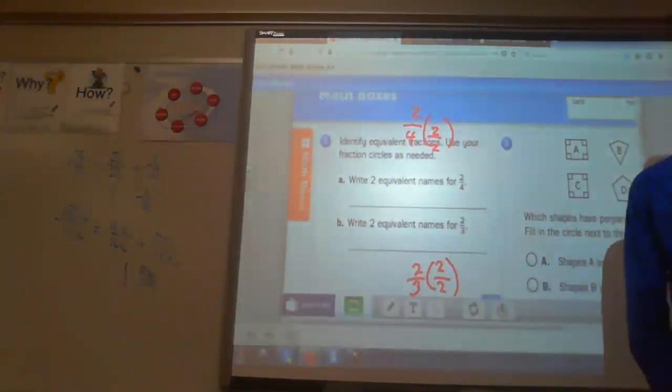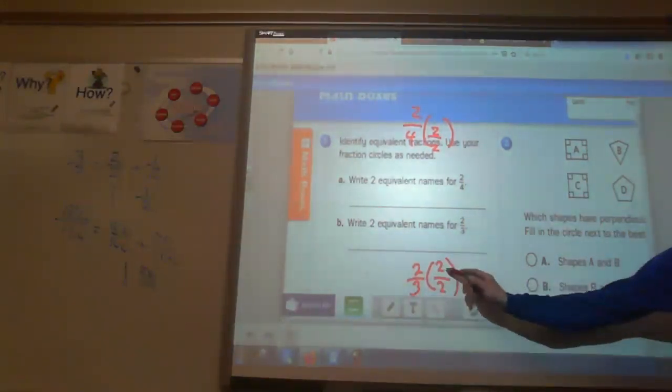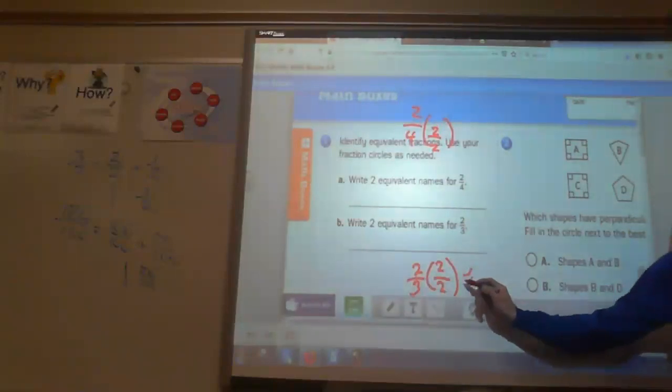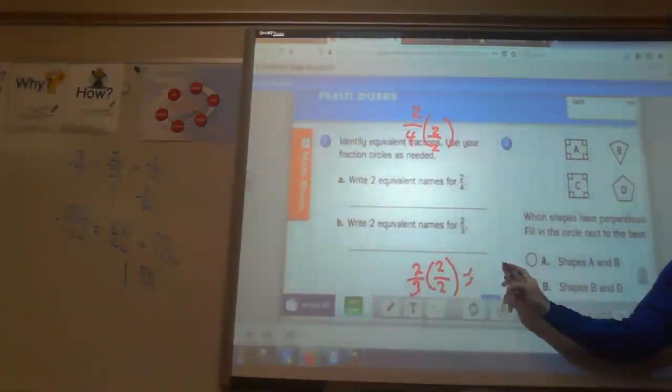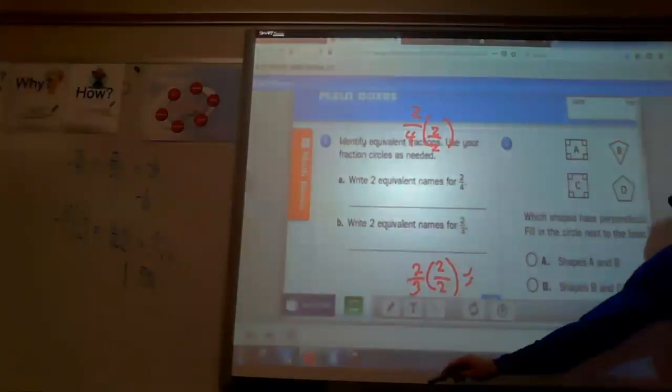What if you didn't want to do 2? Do 10, do 5, do 6. Whatever number you put in, though, just make sure it's the same and multiply across. 2 times 2, 3 times 2, and get a new fraction. This is as easy as I can make it. Question on number 1. No.